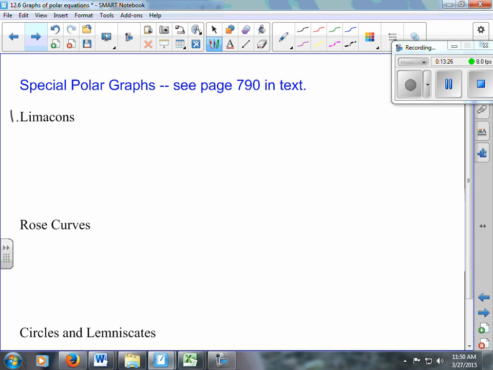And there are 4 subspecialties of limacons. There's the limacon with the inner loop, which is the one that we did, a cardioid, which looks like a heart, a dimpled limacon, which looks like a heart but it's not pointy enough, and a convex limacon, which really looks mostly like a circle but it's not. And those are all based on the graphs on that page, and they'll tell you when you have one or another. So what I'd like you to do here is go to page 790 in your book and draw out those 4 types of limacons and give me an example function for each one.